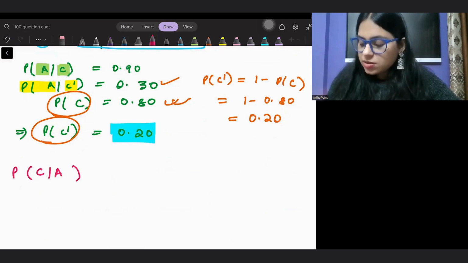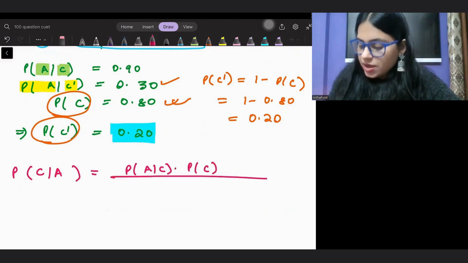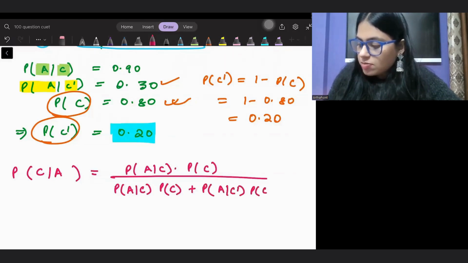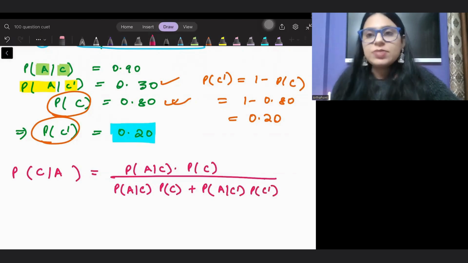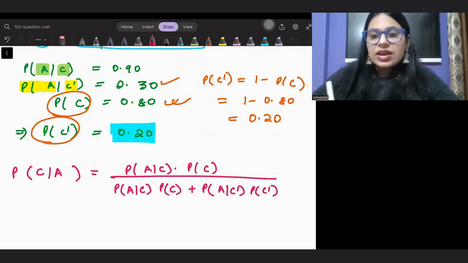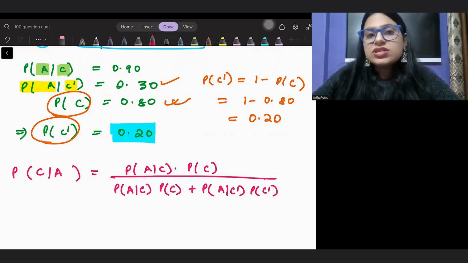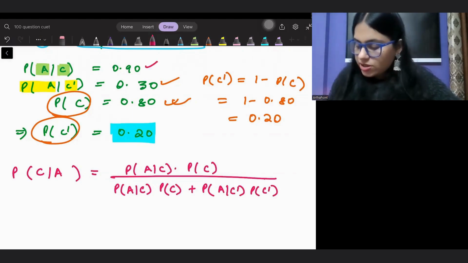Apply Bayes theorem beta. This will be probability of A given C into probability of C, upon probability of A given C into probability of C plus A given C dash into probability of C dash. Ye toh Bayes theorem hota hai. So bacche, A given C, what is the answer to that? 0.90.